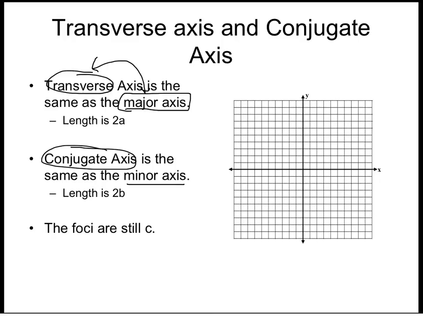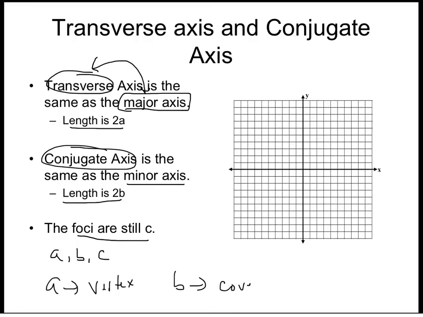The length of the major axis is still 2a, the length is still 2b for the minor, foci are still c. So we're still going to have our a's, our b's, and our c. And our a's are to use for our vertices, or a vertex. B is still for a covertex, and C is still for a focus.